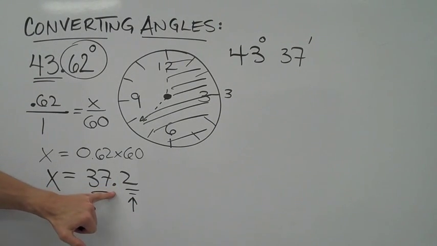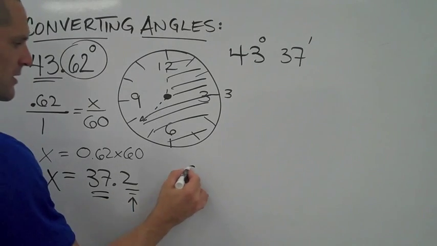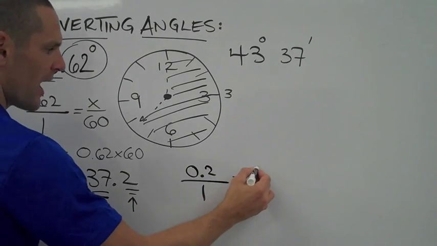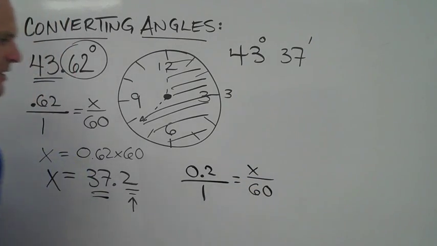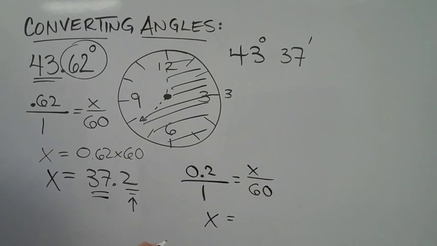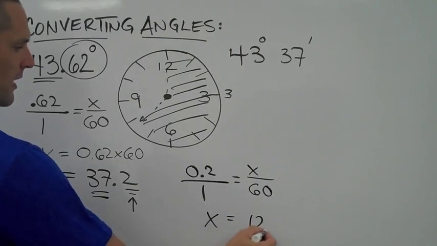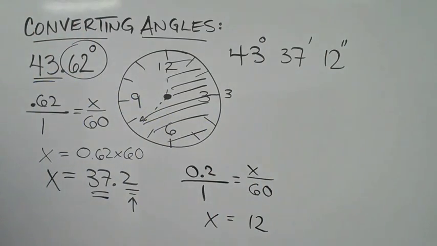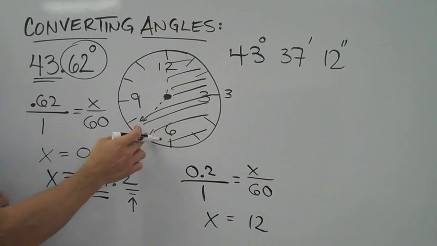So I also have to convert that to get seconds. 0.2 is to 1 as x is to 60. Again, I cross multiply, and I get x is equal to 12. So that will give me 12 seconds. And it matches up with my picture that I should have somewhere between 35 and 40 minutes.